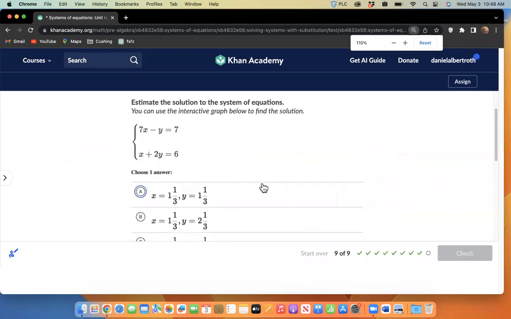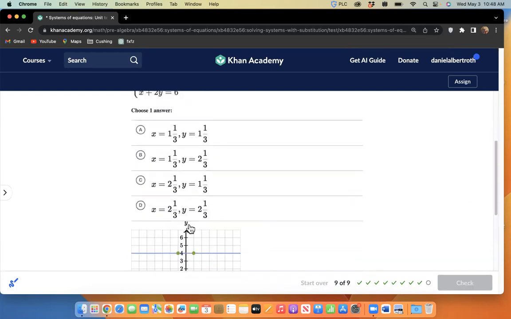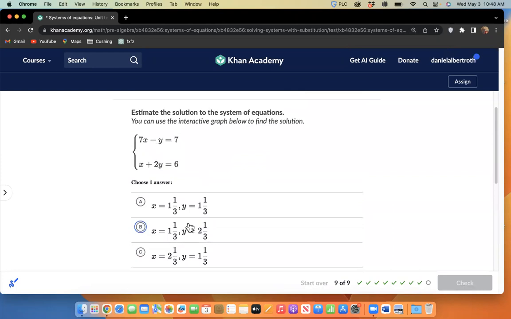Oh my goodness. So it says estimate the solution to the system of equations. You can use the interactive graph below to find the solution. I think I might actually do that. So what I think I'm going to do is I'm going to write these in slope intercept form, and I'm going to graph it. So let's do that.